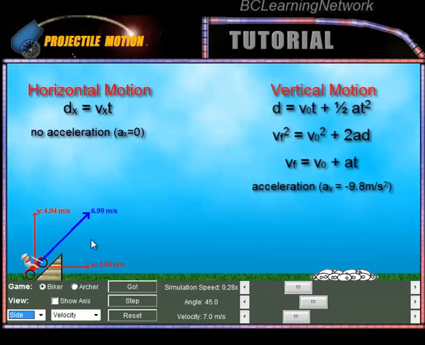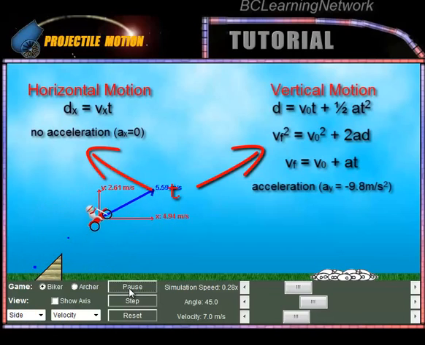You can study the X direction independently of the Y, and really the only thing that links those two together is time. The time it takes for the motorcycle to travel from left to its final destination on the right is exactly the same as the time it takes for the motorcycle to reach its maximum value and fall back down to the ground. Now I'm going to hit go, and we'll see what the actual motion of that motorcycle looked like.